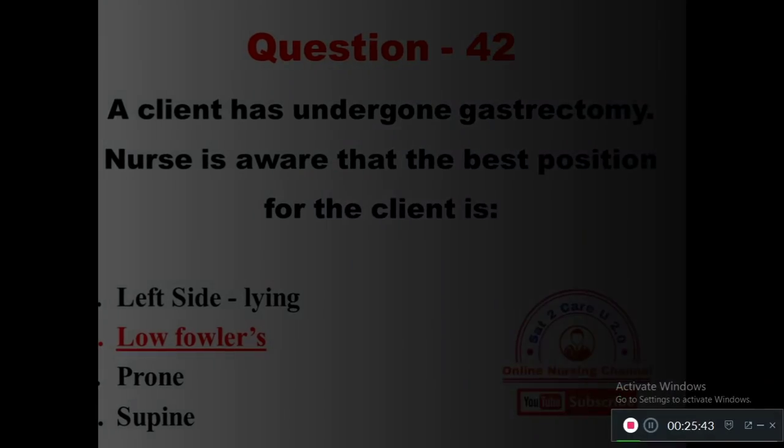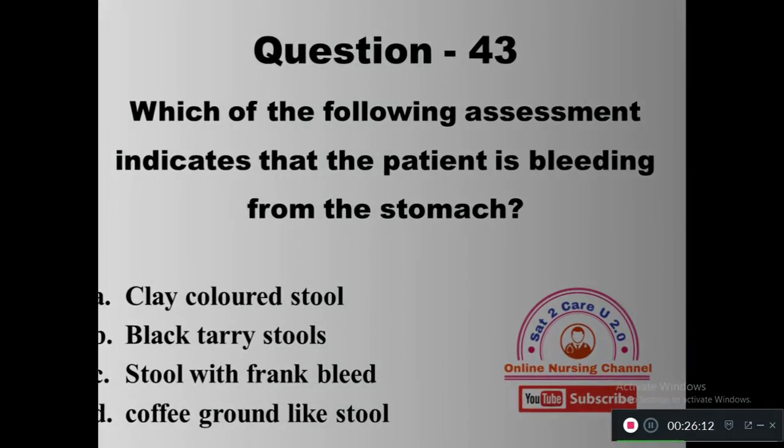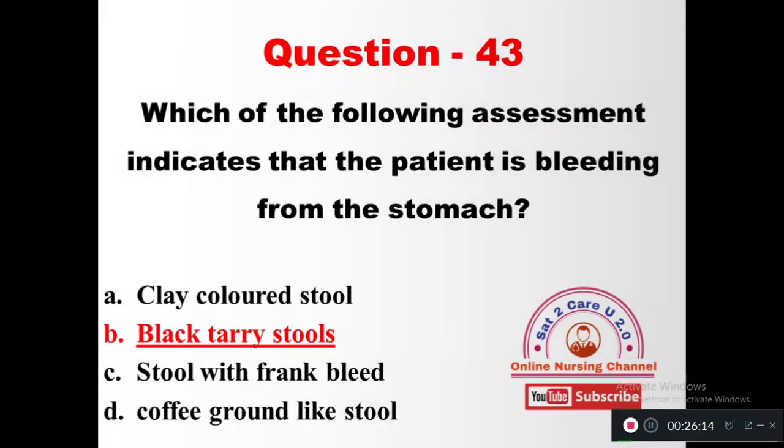Question number 43. Which of the following assessments indicates that the patient is bleeding from the stomach? Option A, clay colored stool. B, black tarry stools. C, stool with frank blood. Option D, coffee ground like stool. So the finding which tells the patient is having bleeding from the stomach will be option B, black tarry stools.